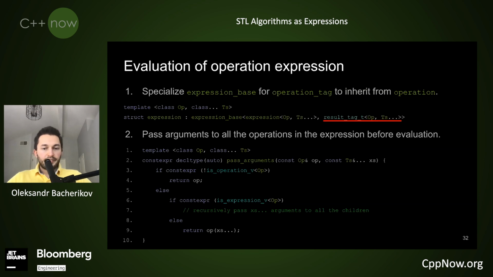So on line 2, we have this pass arguments function, which takes an operation and the arguments. Then we check if this is not an operation. So we went down to some leaf which contains some value like a number. Then we just return this number. Else, if you actually have an operation, then if it's an expression, we need to recursively pass the same arguments to all the children of this expression. And if it's not an expression, we just pass the arguments to the operation. And surprisingly, that's all the logic we need in addition to the expression framework I described before.